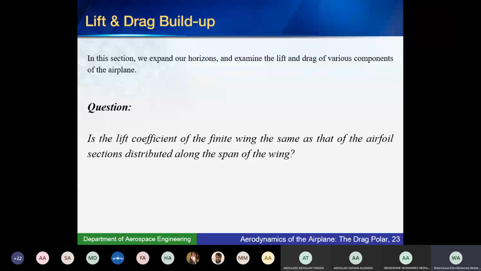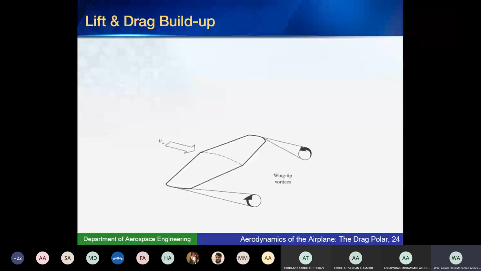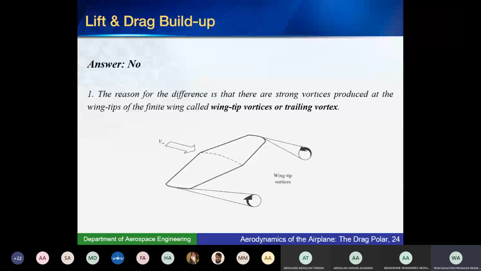Let me put it in another way. Would the lift generated by a wing of finite length be the same as the lift generated by the airfoil that extends from infinity to minus infinity? No, I don't think so. It will be less. It has to be less, and the reason for this is the three-dimensional effect.